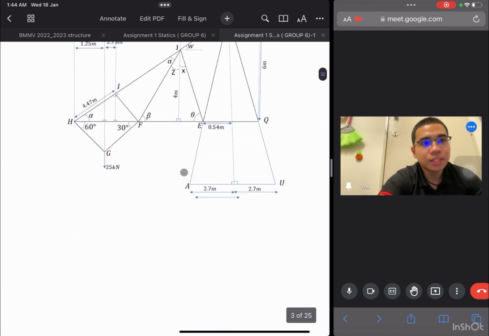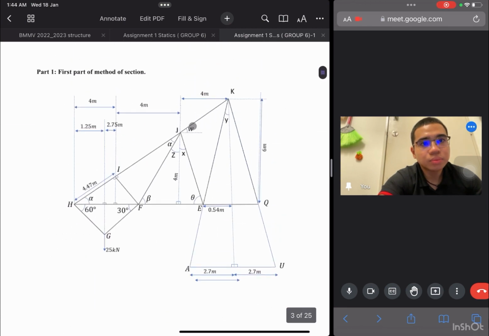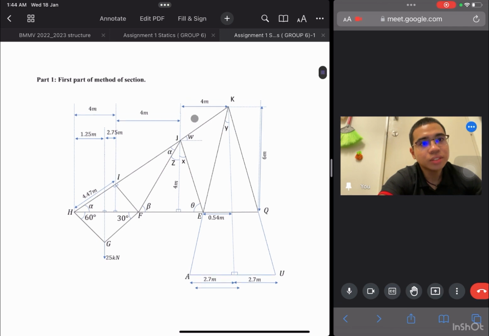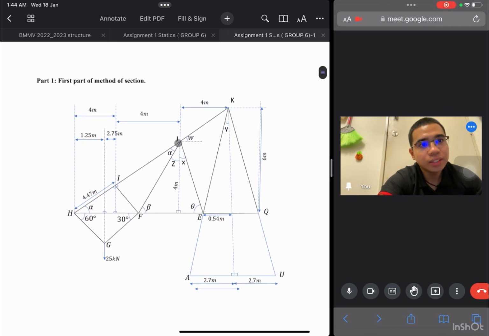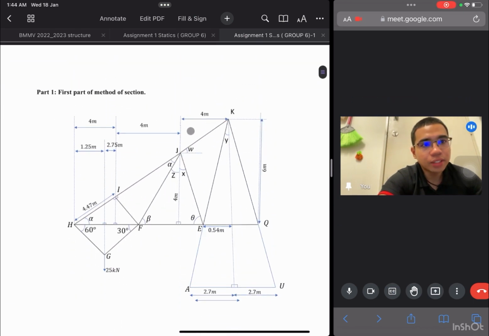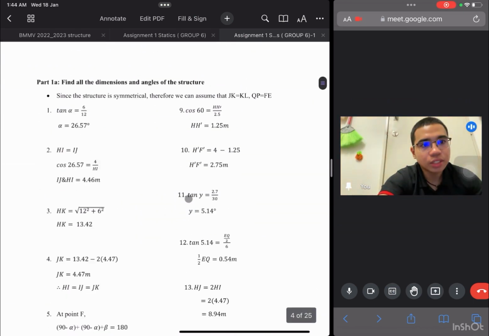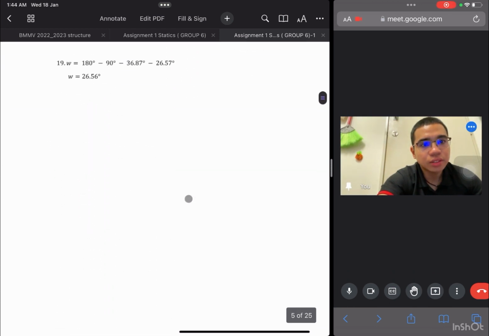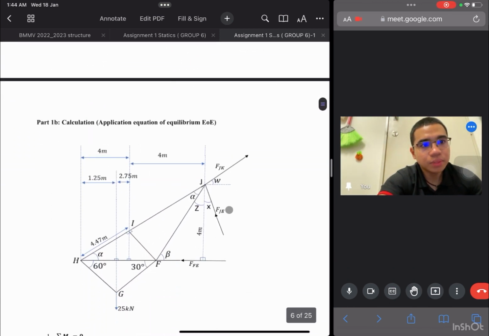So I'll make a cut section from here to here. I will cut it from here because I wanted to find JK, JE, FE, and HF. So I will cut from here to here, as we can see in the free body diagram.